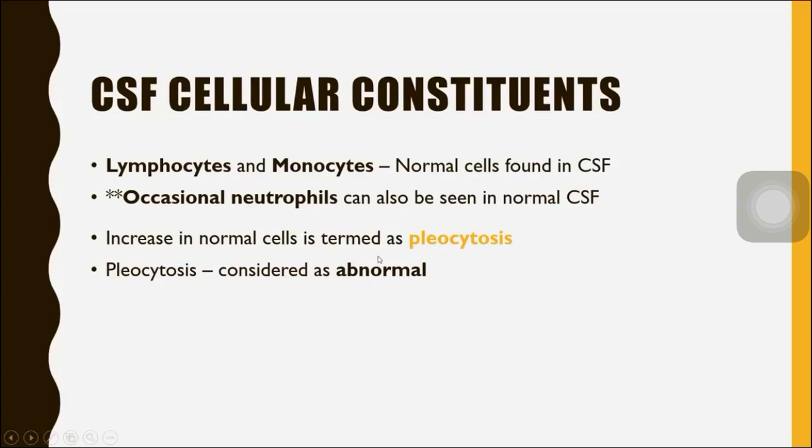So bakit kaya abnormal si pleocytosis? So again, si lymphocytes and monocytes may increase in certain conditions. So ano ba yung mga condition na yun? Pwedeng viral infection, tubercular infection, pwedeng fungal infection. Okay, and those conditions are of course pathologic conditions.